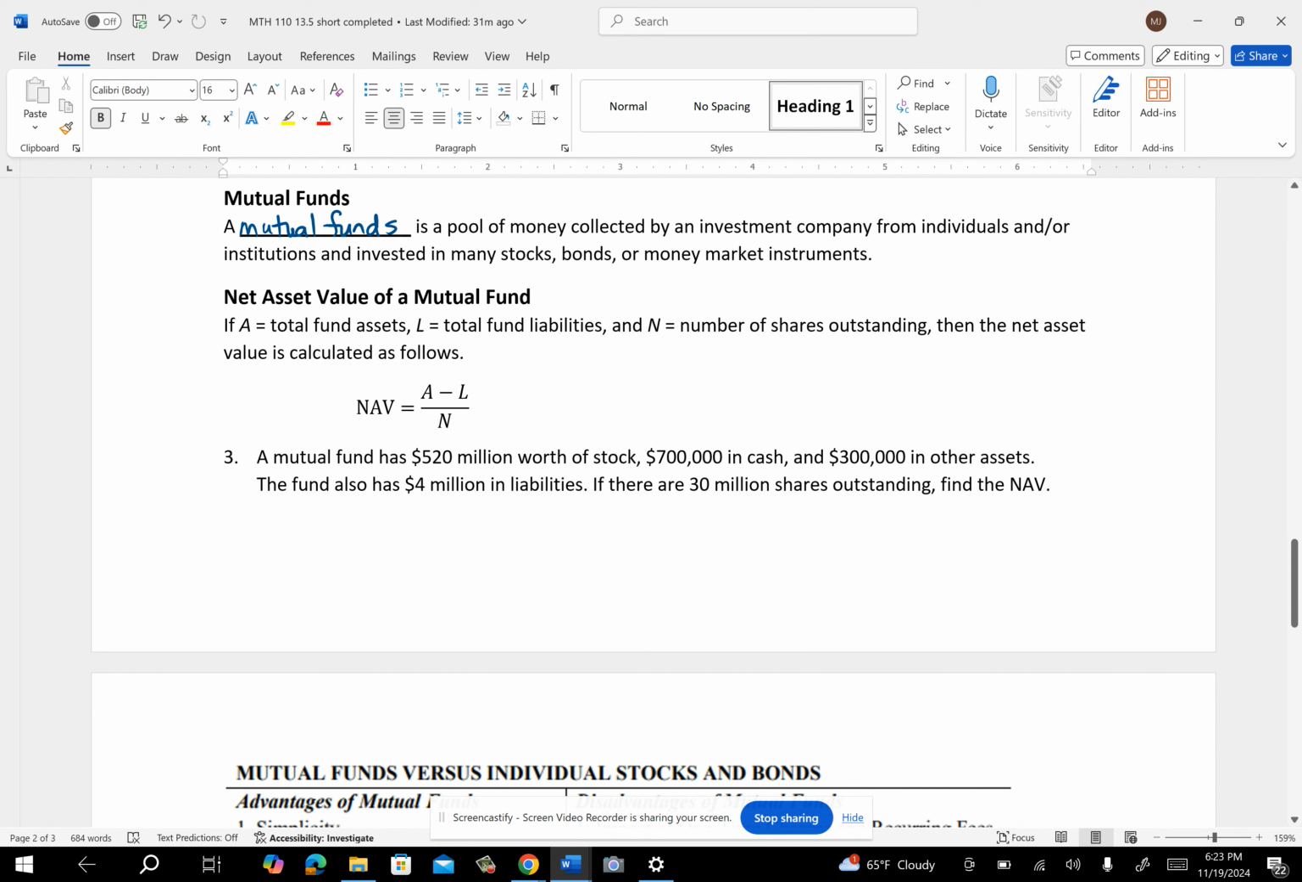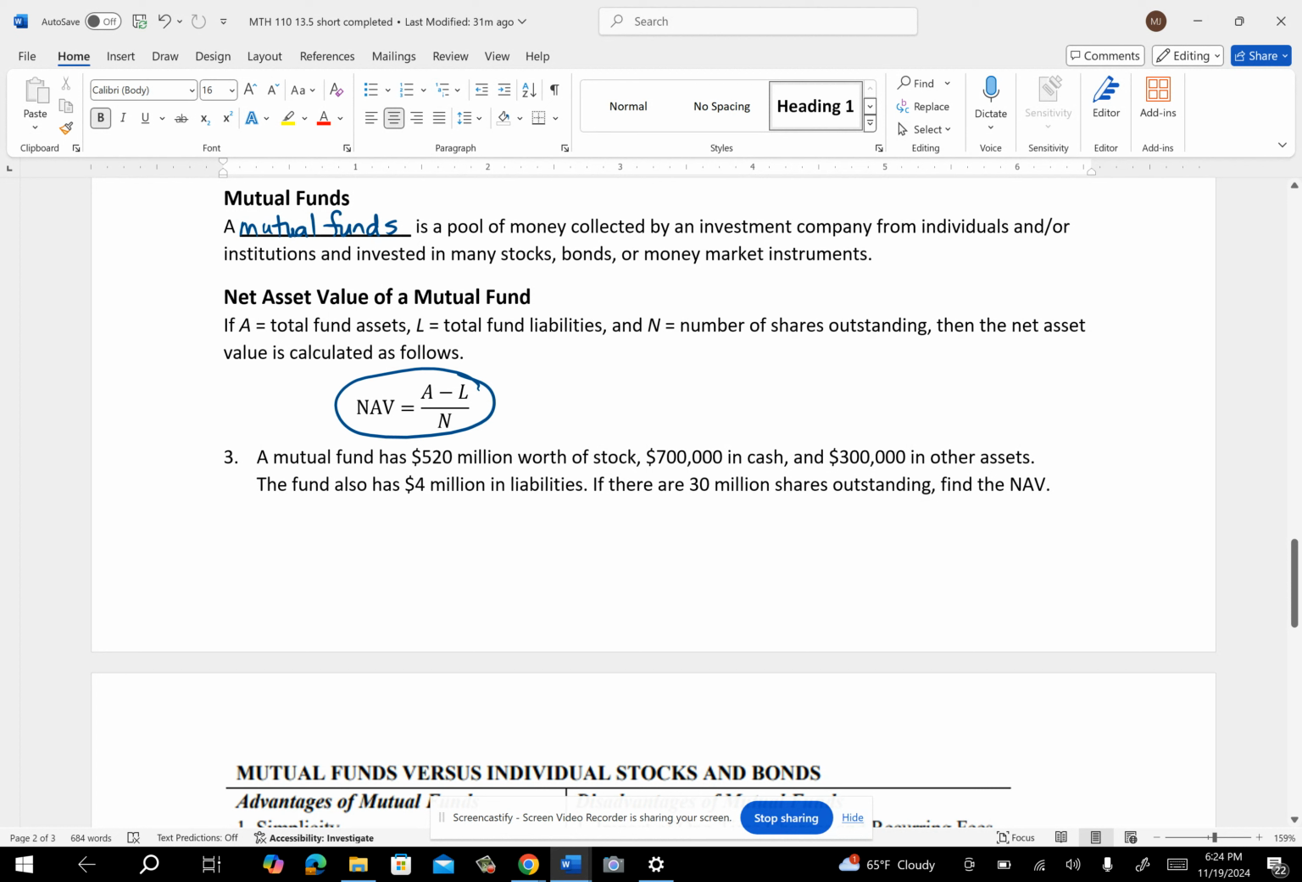So this investment company gets money from people like us and then uses our money to invest in a variety of different types of investments like stocks, bonds, money market instruments. And that is called a mutual fund. You have to figure out what one share in the mutual fund would be, which can be a little strange. So that's what this formula does, the net asset value of a mutual fund.